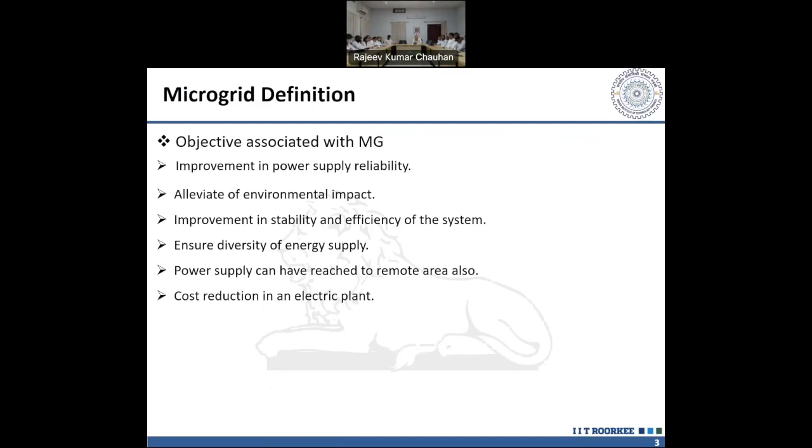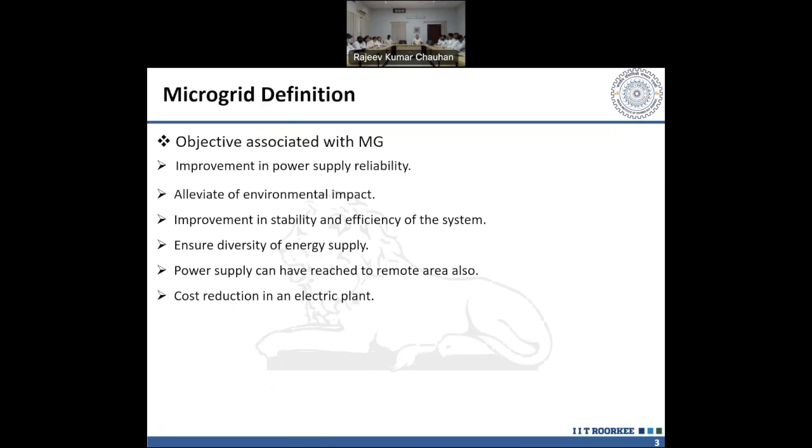Efficiency is improved because now power cuts are reduced to a very low level. Ensure the diversity of the energy supply. Power supply can reach remote areas also.